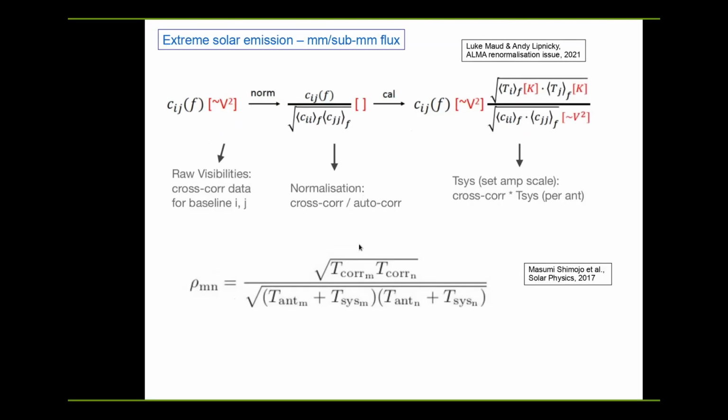In the case of the sun, for antenna-to-antenna correlations, the correlation coefficients rho transform to this. This is from Masumi et al.'s paper. You see that the autocorrelations contain T_ant plus T_sys, and usually you have T_ant negligible. Only for a very strong line emission, which appears with this renormalization issue, can you have T_ant non-negligible. But with the sun, we always have T_ant much bigger than T_sys. So you cannot neglect it, and we have to have some independent estimation of this T_ant.